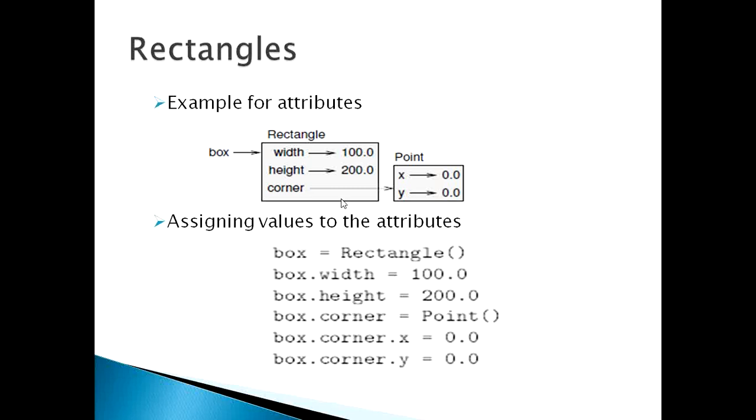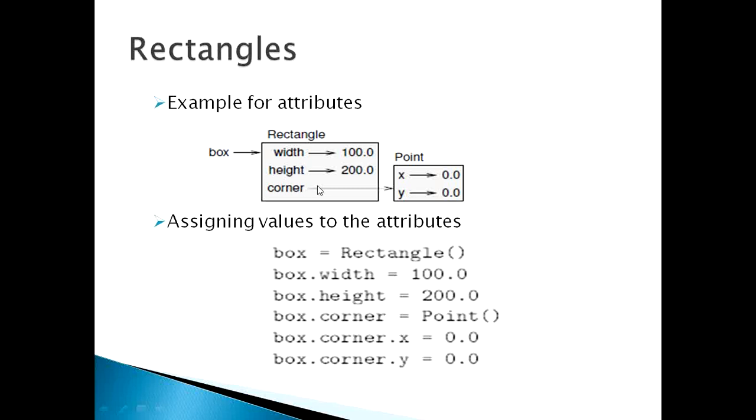After that, you can see here the dot operator. The dot operator is nothing but how you access the attributes. For example, the expression box dot corner dot y means go to the object box, select the attribute named corner, then go to the selected attribute's value y. I hope this is clear. First you go to box, from box you go to corner, from corner you go to y.